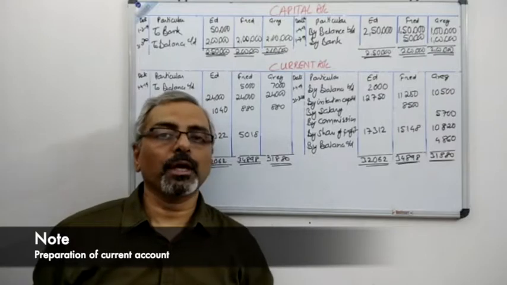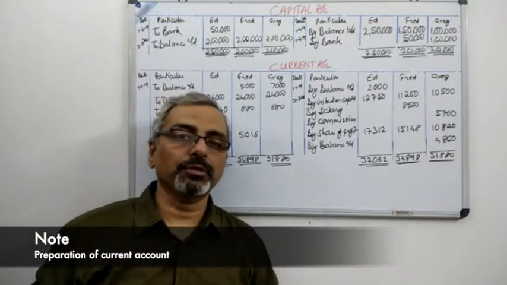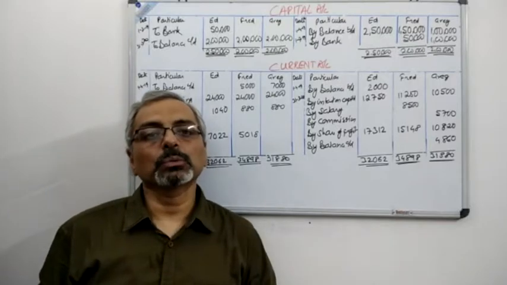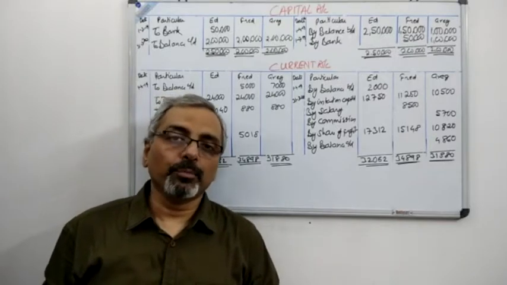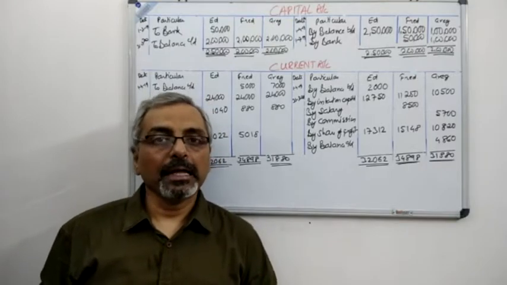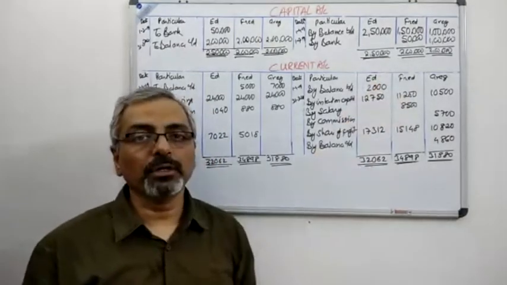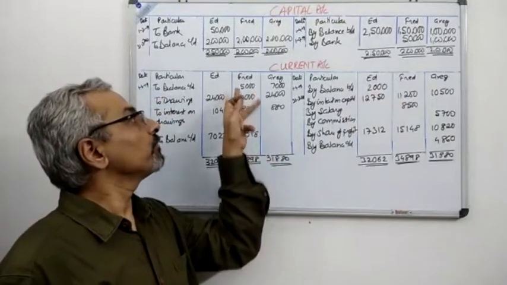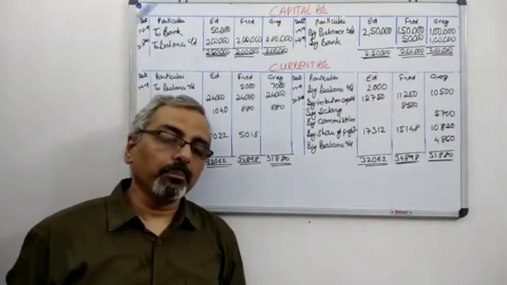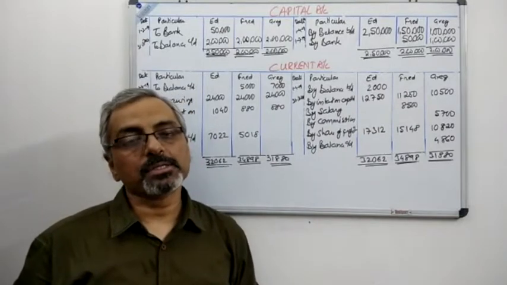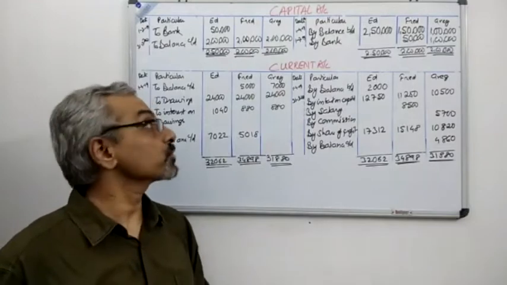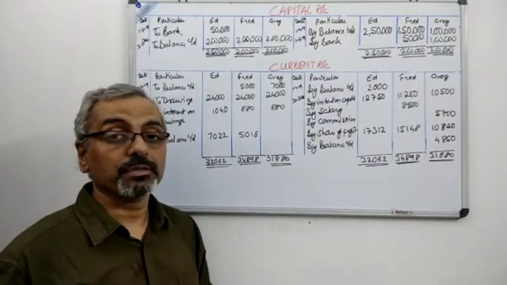You can see very carefully that I have posted all the figures in the current account. The current account starts on 1st of April 2019 with 1 positive balance and 2 negative balances. Ed has a positive balance of 2000 and there is a negative balance of Fred and Greg, 5000 and 7000 respectively. In current account, partners can have a debit balance also. So you can see over here that Fred and Greg are having a debit balance of 5000 and 7000 respectively.